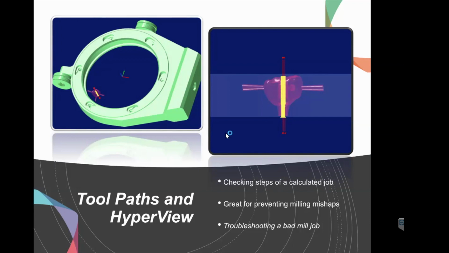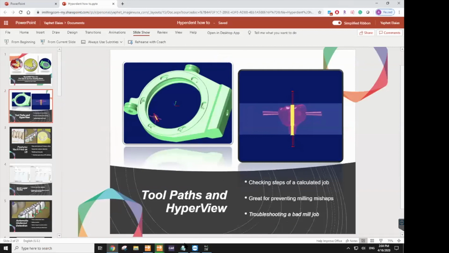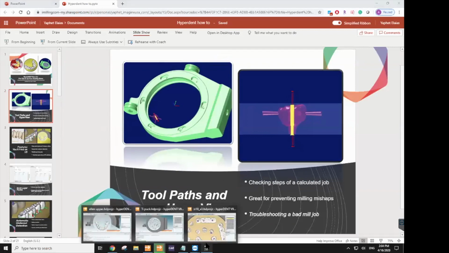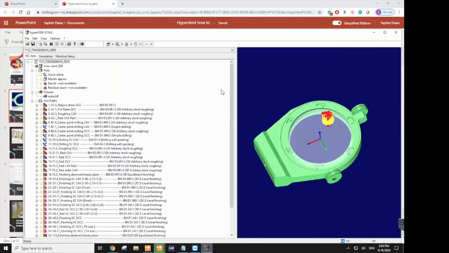I'm going to go over just a few of the features in HyperView when you're checking the toolpaths. These are some things that I thought were super helpful whenever I was going through a job or troubleshooting, trying to figure out what's wrong. So I have a pre-calculated job right here.